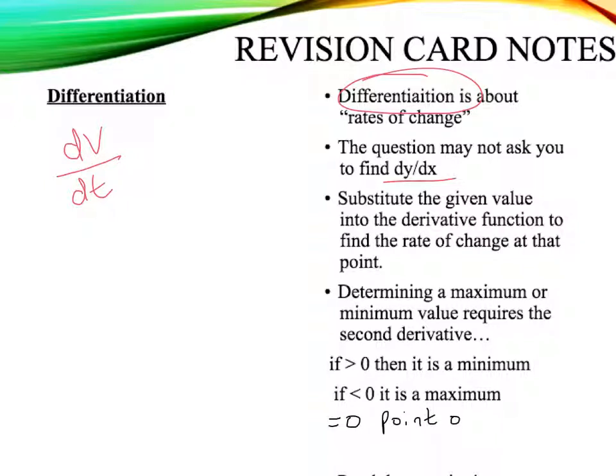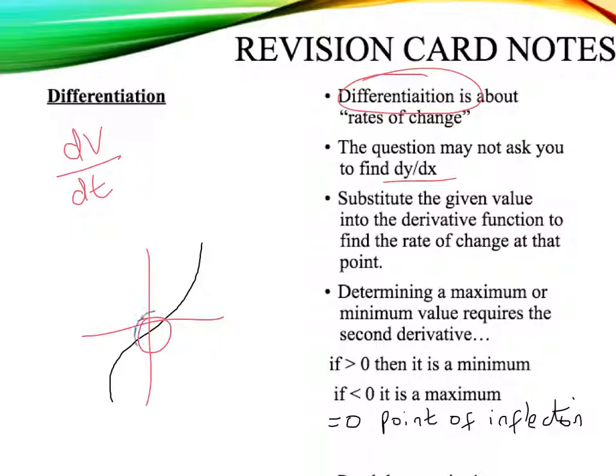So point of inflection. And if we were drawing a graph for that, you might think of something like a cubic, for example, where we've got a turning point here. It's neither a maximum or a minimum, it's just a point where the graph turns, and that's called a point of inflection, just for completeness, really.